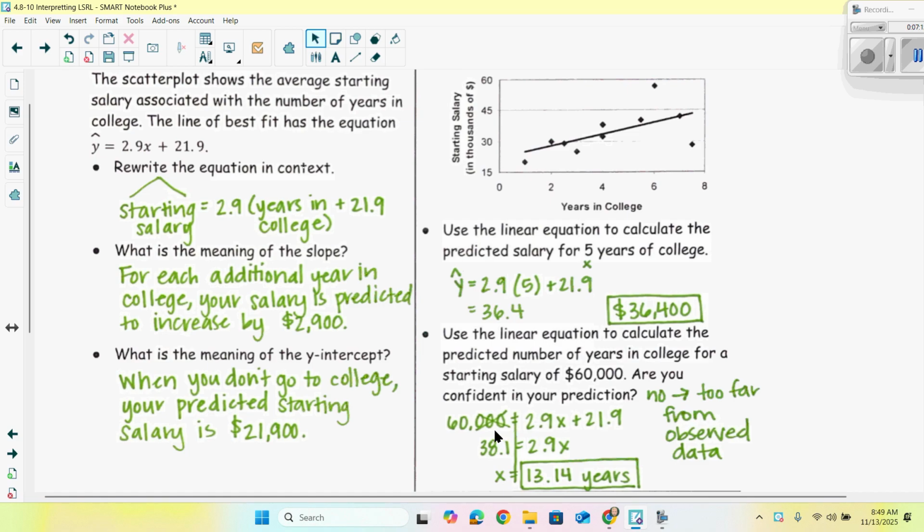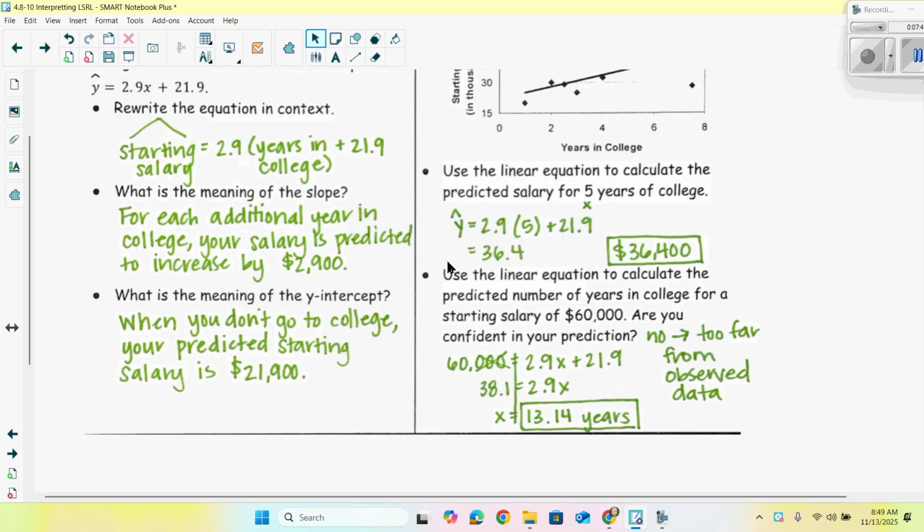So we set y equal to 60,000. We're just going to solve for 60 and have our answer, it's in thousands. So 60, we're going to subtract the 21.9, get the 38.1, and then divide by 2.9. We'd say 13.14 years, so over 13 years of college, which doesn't seem like you'd go to college that long. So no, we're not real confident. It's too far from the observed data. And then you can see we fixed the 60 here. It's in thousands, so we wanted to keep that without the 60,000 there.